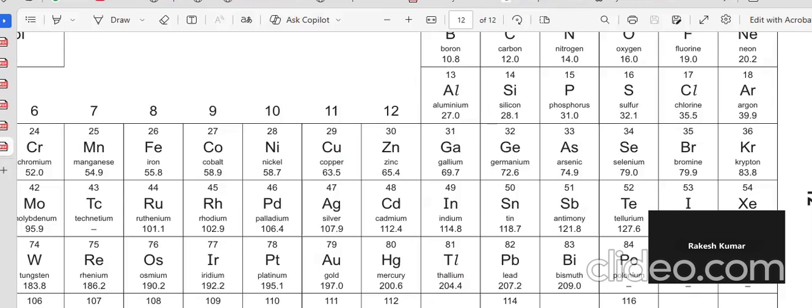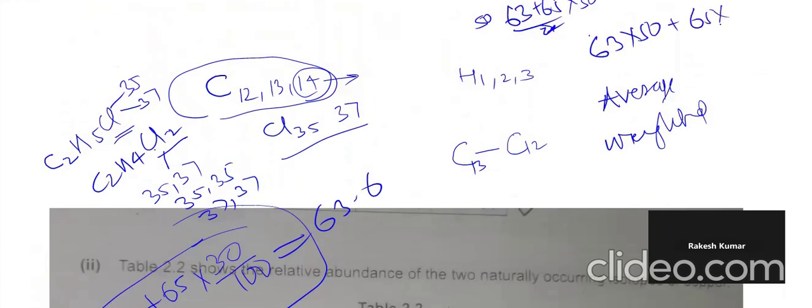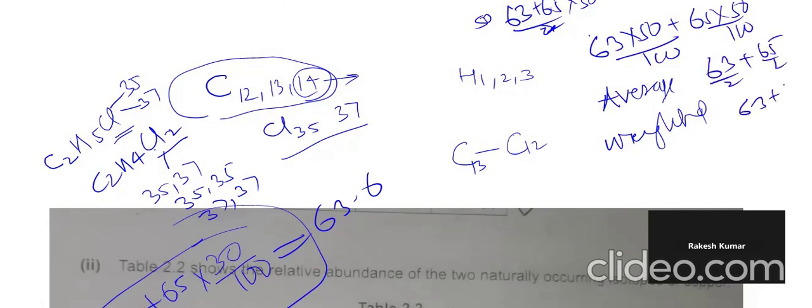Had they been equal, then I would have just used the average. That means I would have done 63 plus 65 divided by 2. Supposing I get 50-50, then I would have done 63 into 50 plus 65 into 50 over 100, right? So that's 63 by 2 plus 65 by 2. That's 63 plus 65 by 2. So that's finding the average.